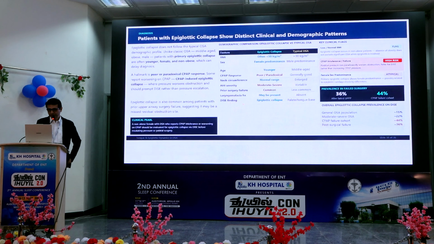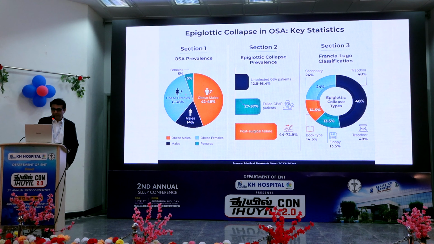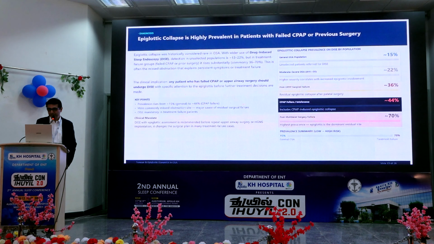Whenever the BMI is low, the patient is young and CPAP intolerant, you should always suspect epiglottis collapse. OSA prevalence in obese males is normally 48% and in obese females 38%. Epiglottis collapse in unselected OSA is around 16%, in failed CPAP around 40%, and in post-surgical failure it goes up to almost 70%. So epiglottis collapse is highly prevalent in patients with failed CPAP or previous surgery.